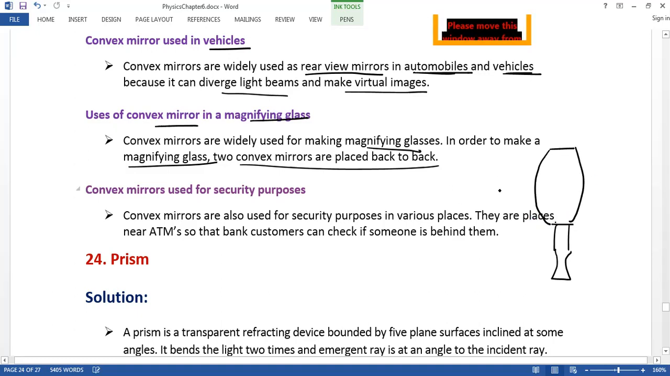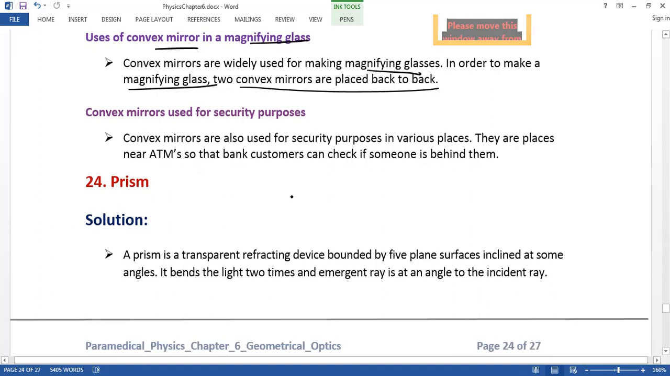There will be a magnifying glass, which is used to see tiny objects in an enlarged form. Next, the convex mirror is used for security purposes, in various places such as near an ATM, so that a bank customer can check if someone is behind them. In banks also, convex mirrors are used.